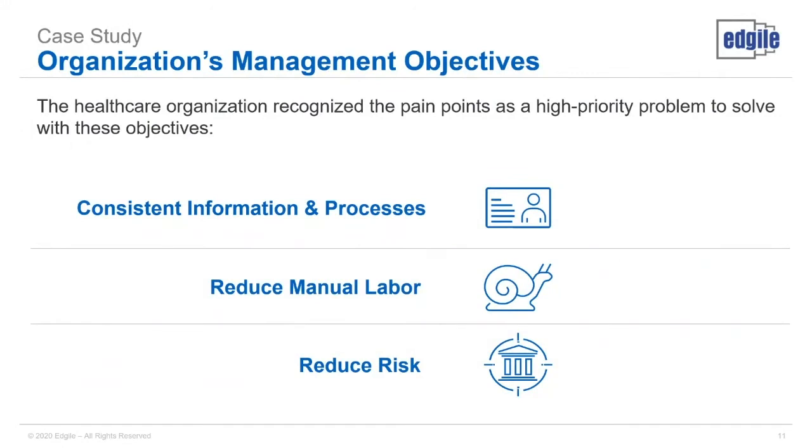So looking more towards their objectives, what they really wanted to accomplish and how they ended up with the solution that Saurabh will talk about in a second: to solve those pain points, they had three objectives. First of all, they wanted to get to consistent information and processes. Secondarily, they wanted to reduce manual labor, so drive that efficiency up, both for cost, timing, and user experience. And then they wanted to reduce risk and stay in compliance. So, Saurabh, do you mind digging into each of these topics and how they accomplished their goals?